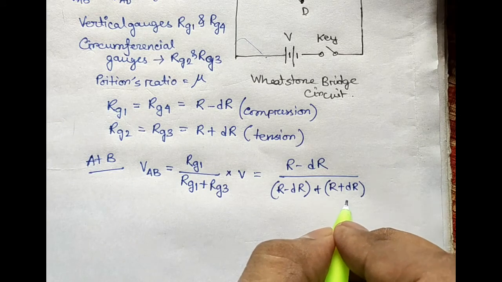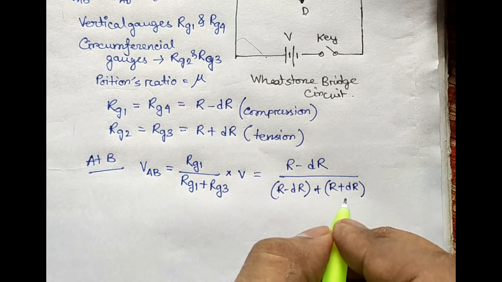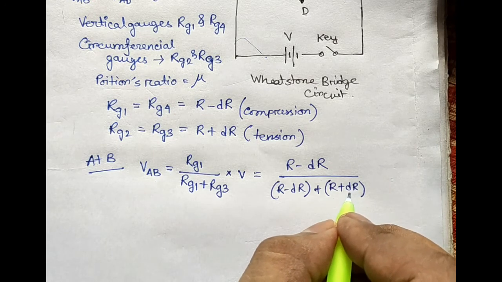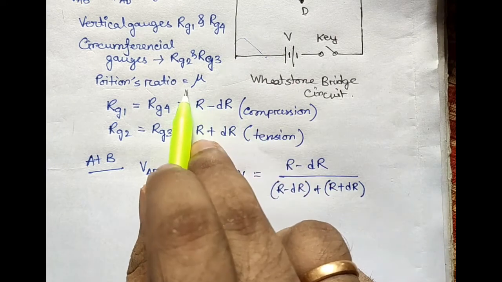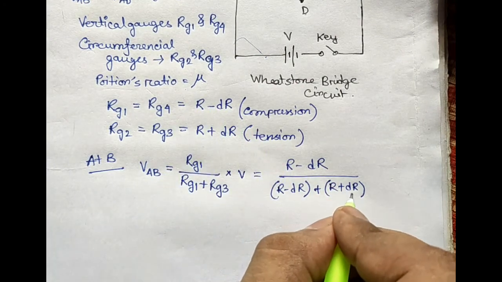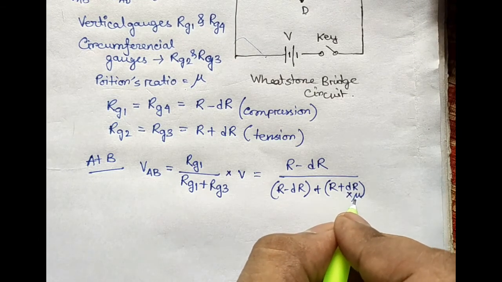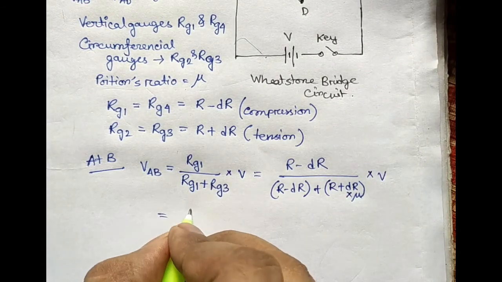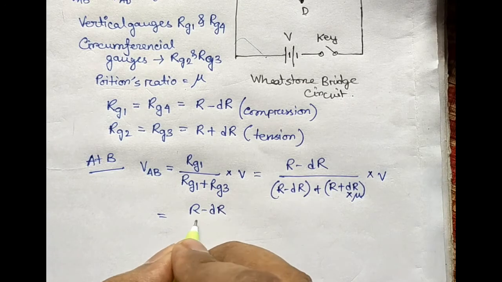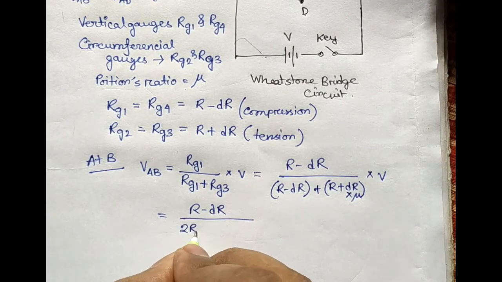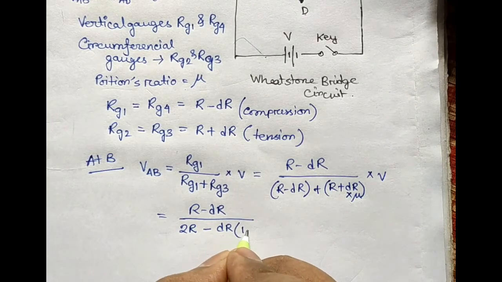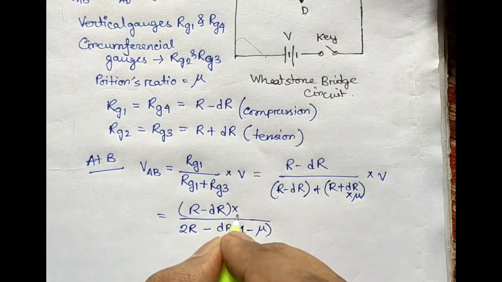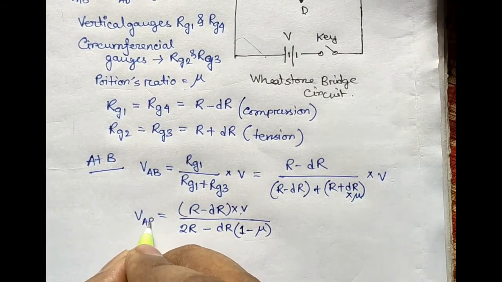Now for this R plus dr, as I have said, when it is undergoing tension, it is related to the Poisson's ratio mu. So for this it will be R plus dr into mu. Then this into V will be equal to R minus dr over 2R minus dr times 1 minus mu, into V. So this is VAB.